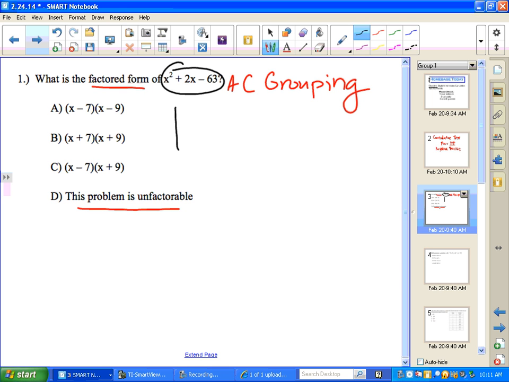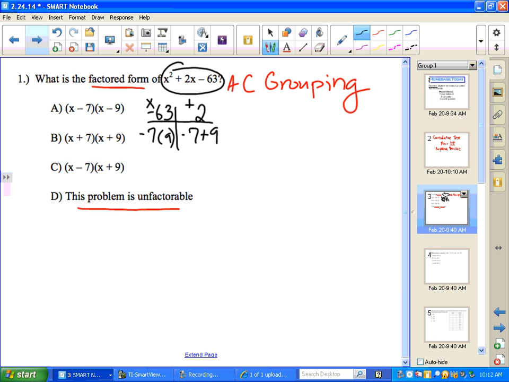The first thing we do for AC grouping is multiply A times C, so we get negative 63. Write down what B is, which is 2. So you need to figure out what 2 numbers multiply to give us negative 63, and at the same time add to give us 2. So hopefully you realize that those factors are negative 7 and 9, because negative 7 times 9 is negative 63. Negative 7 plus 9 is 2.